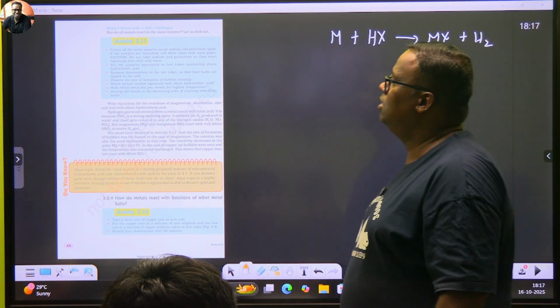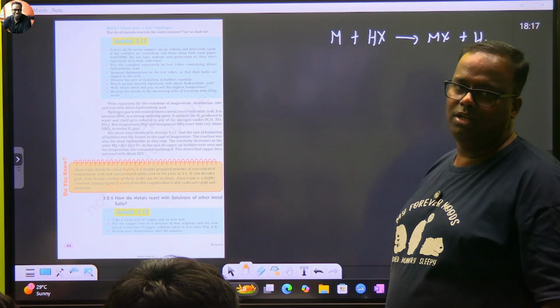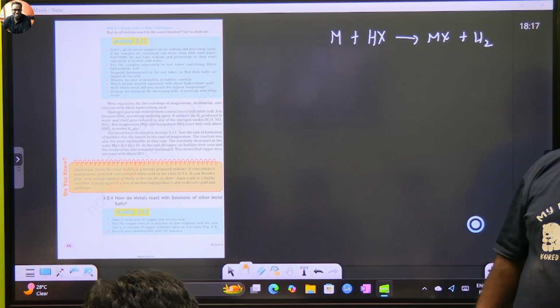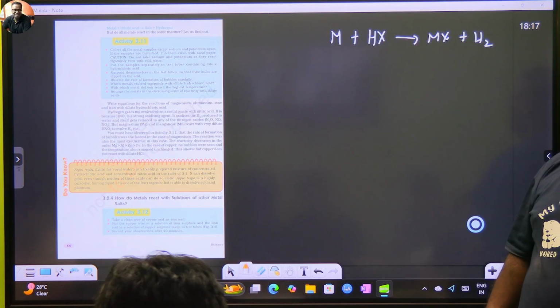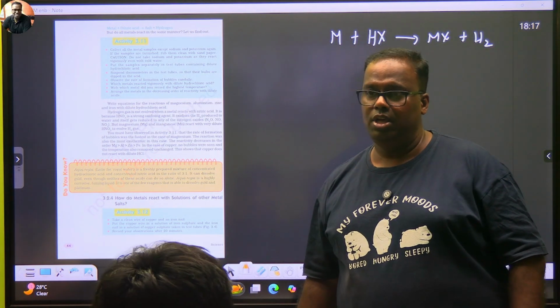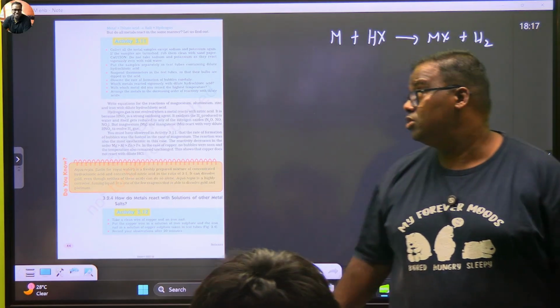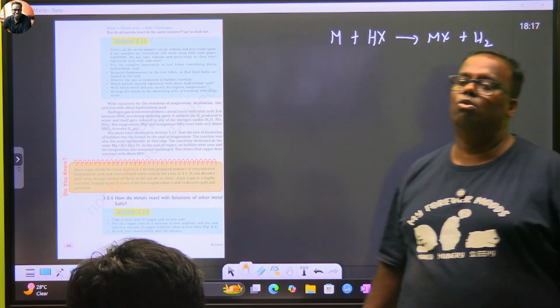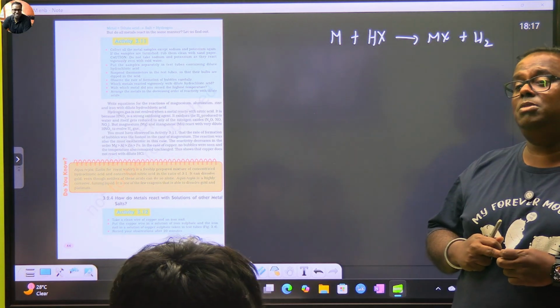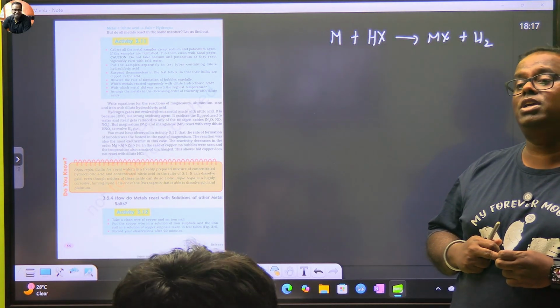But do all metals react with acid in the same manner? No. There are some acids, HCl and H2SO4, that show the same thing. HNO3 has an issue. HNO3 is oxidizing in nature, so it will oxidize the hydrogen and form water in the process. However, magnesium and manganese are exceptions in this process.